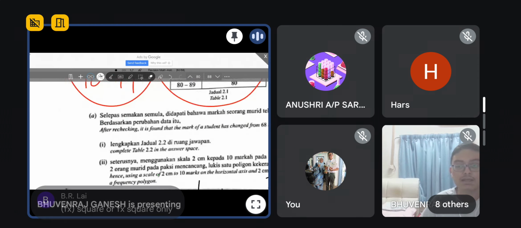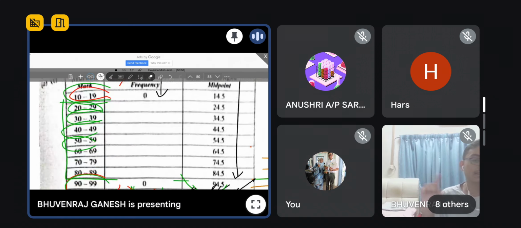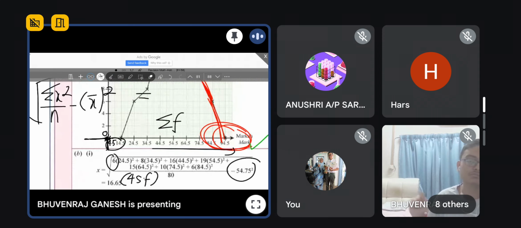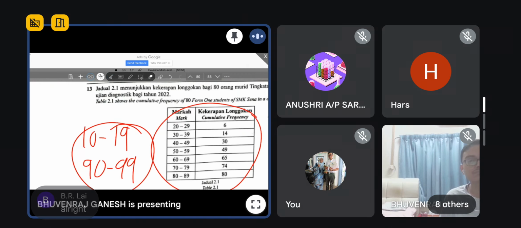fx square or fx in bracket square? Okay, wait, let me see again your meaning. Oh, okay, is f times x square. Your formula is like this, right? Fx square. The square belongs to the x only, not the f. So it's your second option, fx square, not the bracket one. All right, so next one.